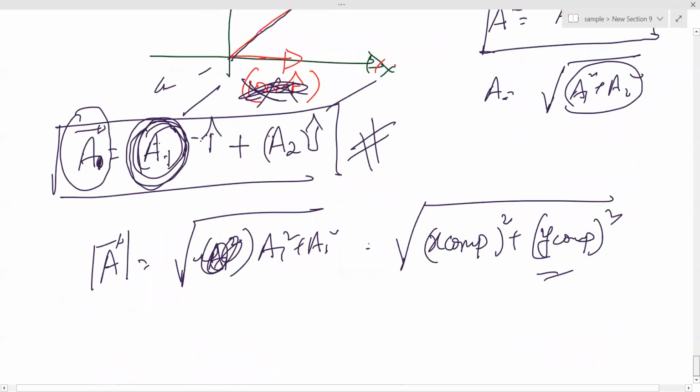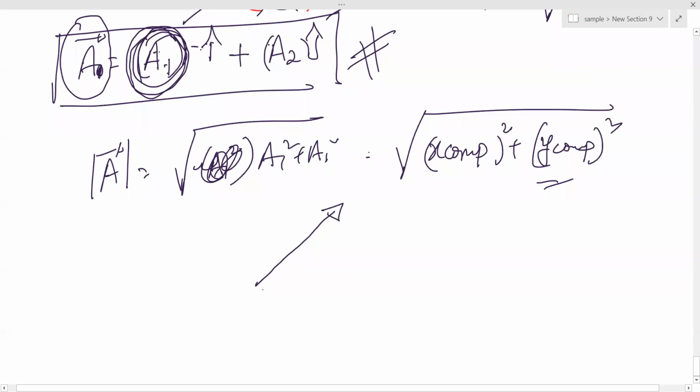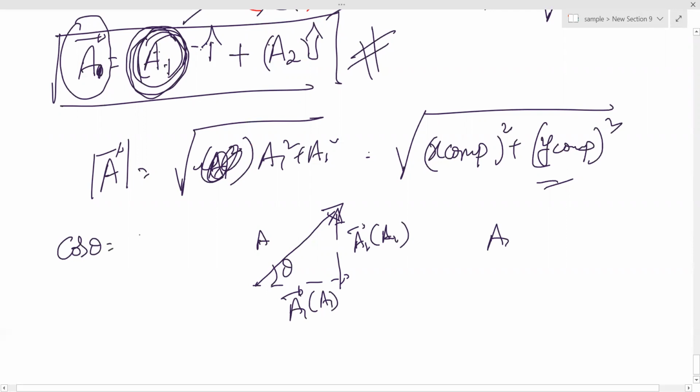That is a vector representation. So now carefully observe from the diagram. This is A. This is A1. This is A2. From the diagram, you tell me what is A1 for cos theta? Cos theta from the diagram.